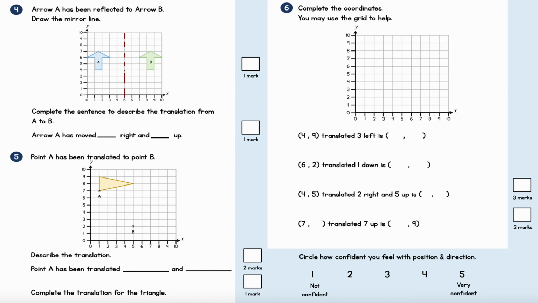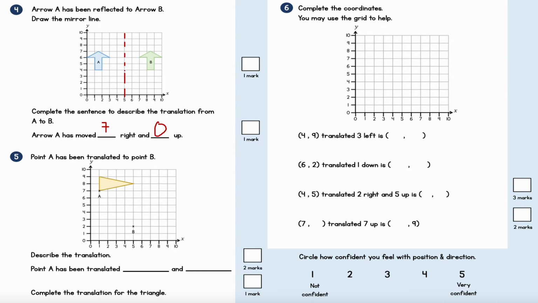This is the next part. Complete the sentence to describe the translation from A to B. So it's moved 1, 2, 3, 4, 5, 6, 7. It's moved 7 spaces to the right and 0 upwards.